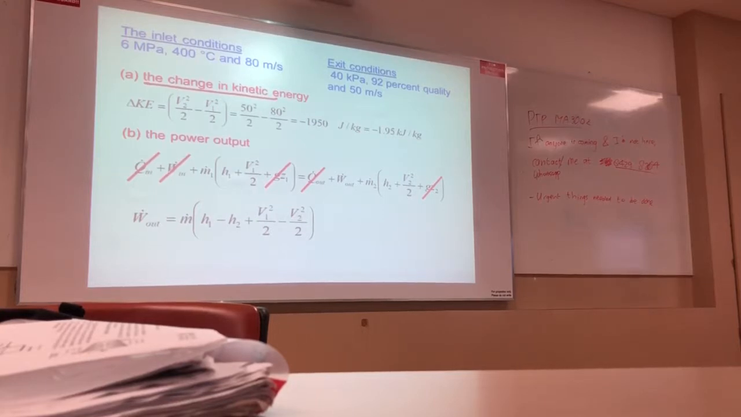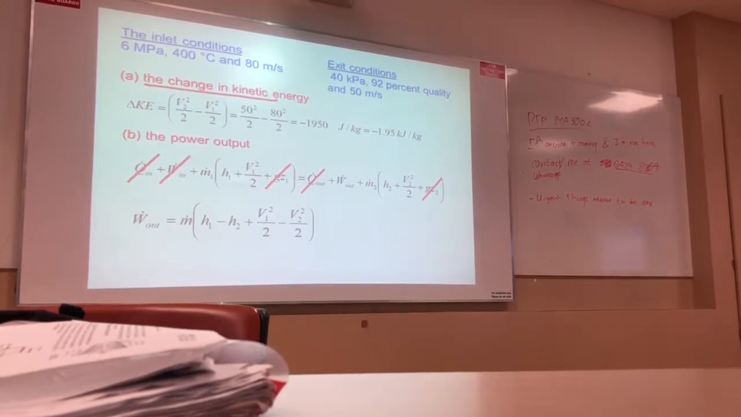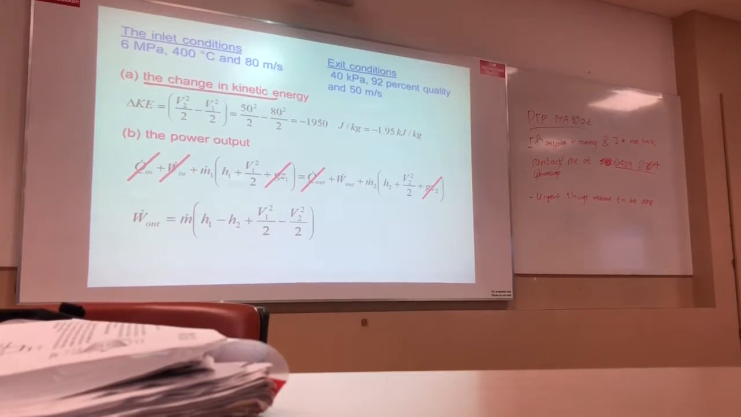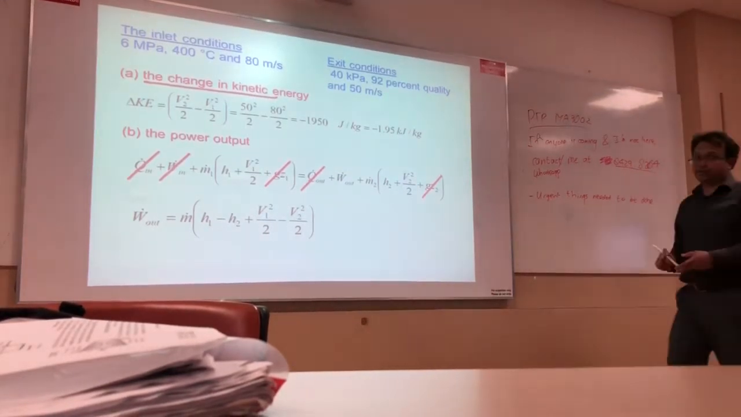This is the basic equation: Q dot in, W dot in, m dot 1 (h1, V1 squared by 2, z1) equals Q dot out, W dot out, m dot 2 (h2, V2 squared by 2, z2), right? So this one is cancelled, this one is cancelled, change in potential energy is cancelled, Q dot out is 0 because of adiabatic. Then W dot out becomes m dot times (h1 minus h2, plus V1 squared by 2 minus V2 squared by 2), right? Done. So this is the basic equation I can write.